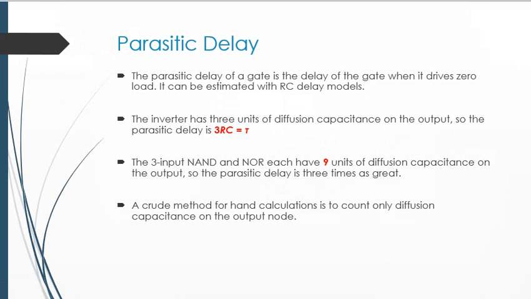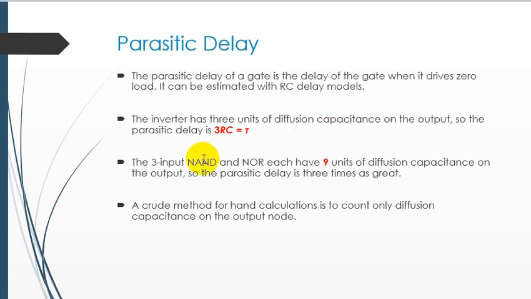That's very important. The parasitic delay of a gate is the delay of that particular gate when it drives zero load. So we can say that it can be estimated with the RC delay models. The inverter has 3 units of diffusion capacitance on the output, so the parasitic delay is basically 3 RC.